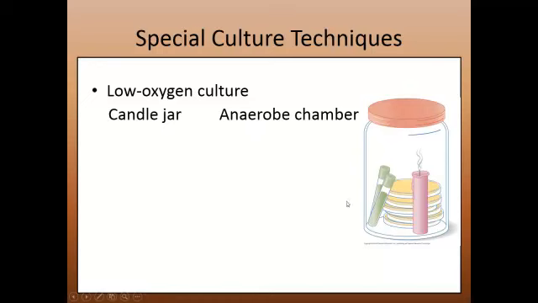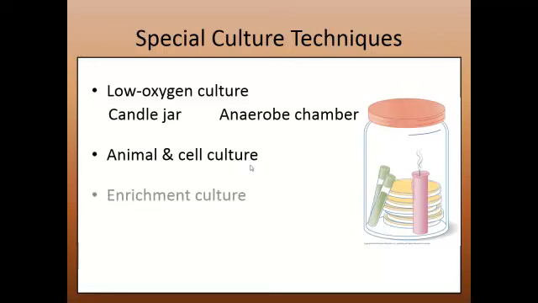But the organisms that like the higher CO2, lower oxygen, we call capnophiles. Animal and cell culture are considered special culture techniques. You need special facilities for them. Then we have enrichment culture. Enrichment culture is basically selective media with oomph. We're not selecting against anything, we're promoting the growth of one thing.